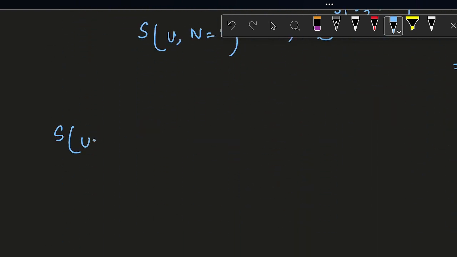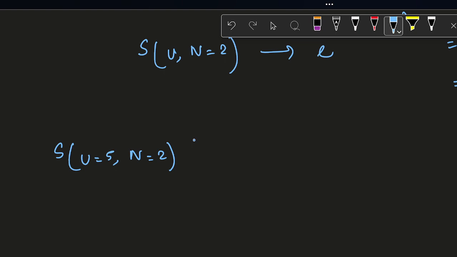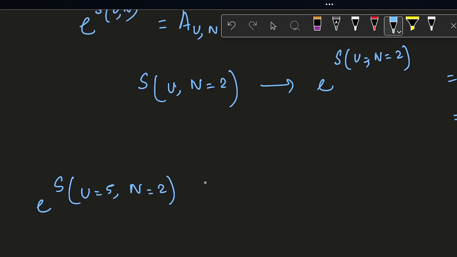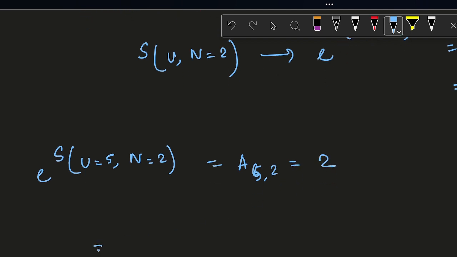So this is the case that, let's say, u equal to 5 and n equal to 2: e to the power of s is equal to a of 5 comma 2, that is 2. So if e to the power s is that, then s with u equal to 5 and n equal to 2 is simply ln of 2.